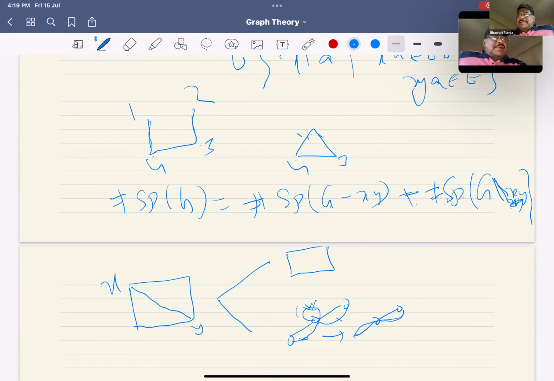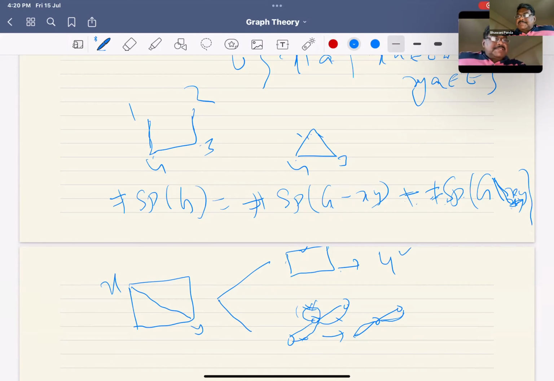So now what is the number of spanning trees of this? This is a cycle. If you remove any edge, that will be a tree. So it will have four spanning trees, right? For example, if you remove this edge, the 3 edges will constitute a spanning tree. So if you remove any of the edges of the cycle, it will have a spanning tree. So you have got 4 spanning trees, right?